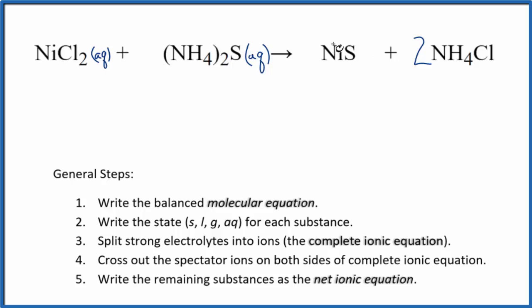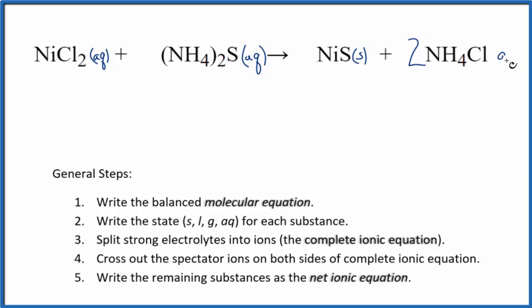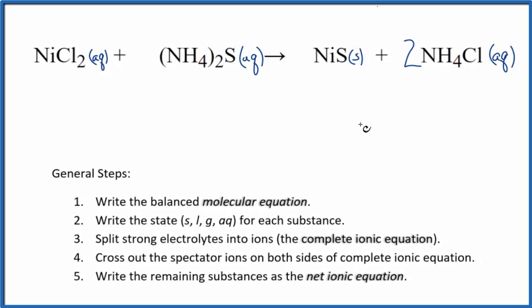So because nickel sulfide is insoluble, when these two substances react, they form an insoluble compound, and it's going to be a solid. It's going to sink to the bottom of the test tube as a precipitate. So we have this solid here that's a precipitate. We have an ammonium compound here, so that's going to be aqueous. So we have our states.